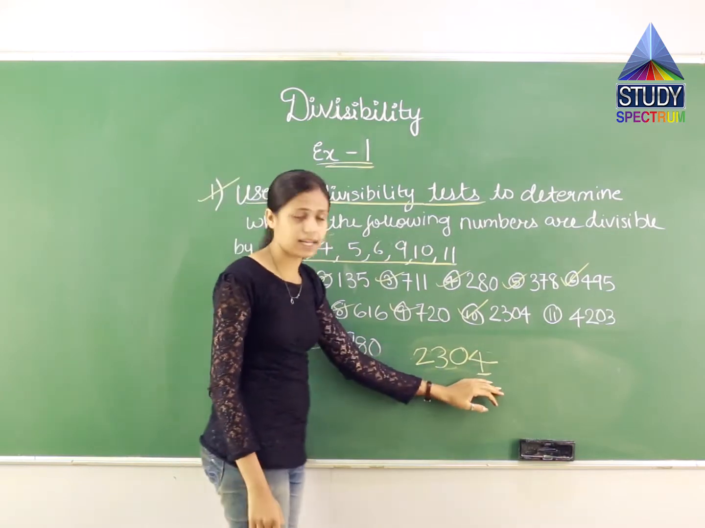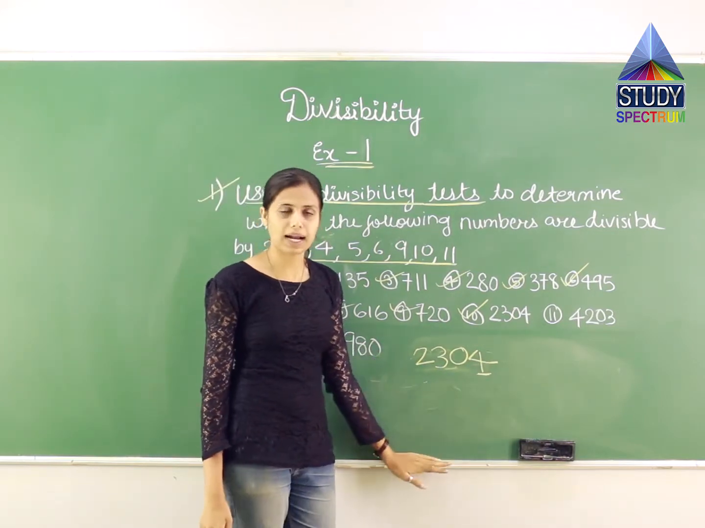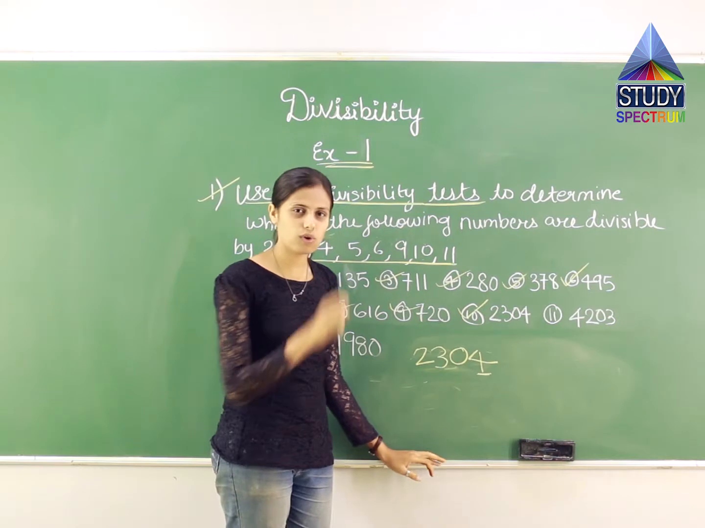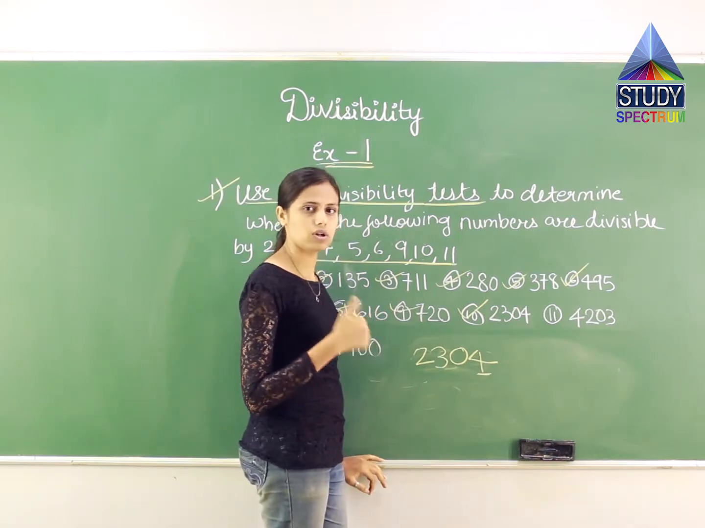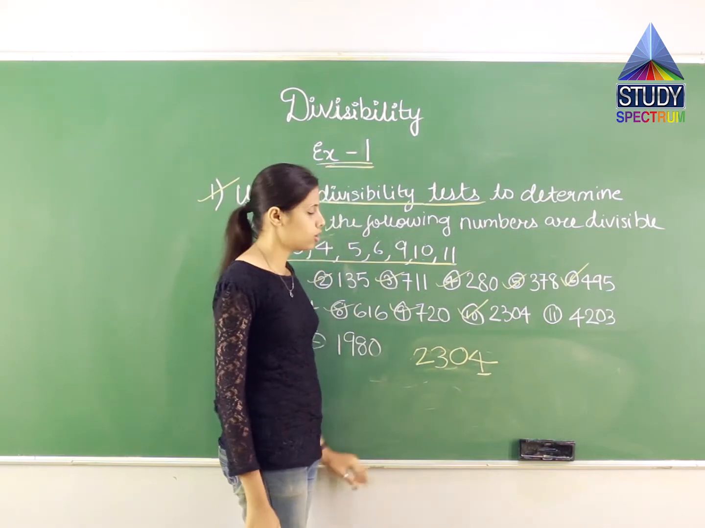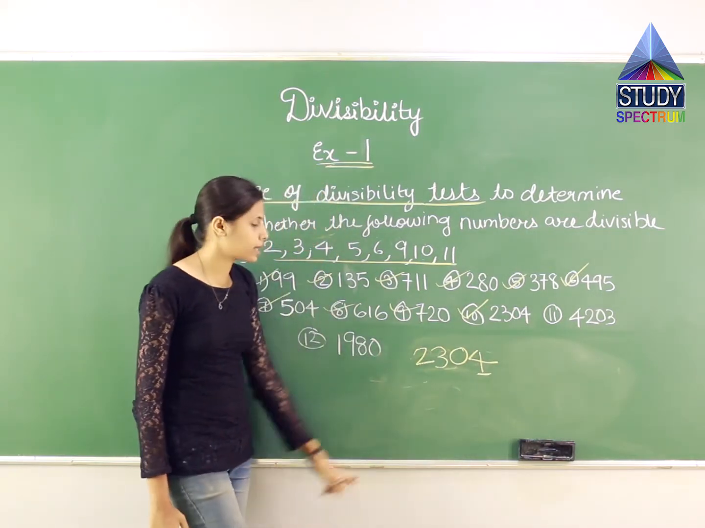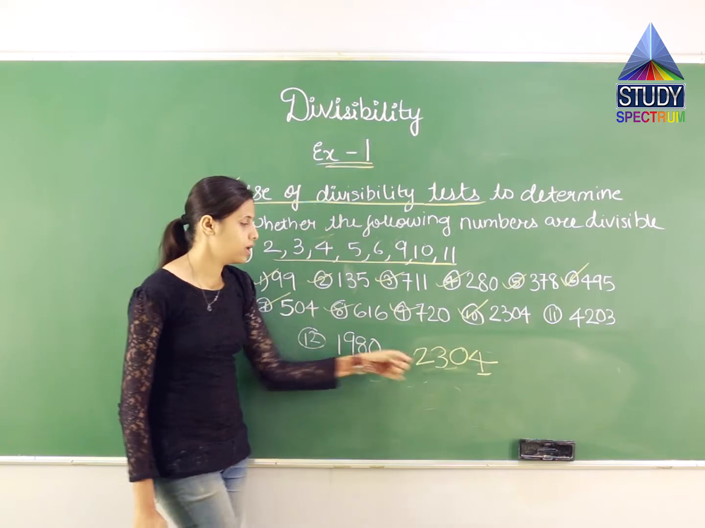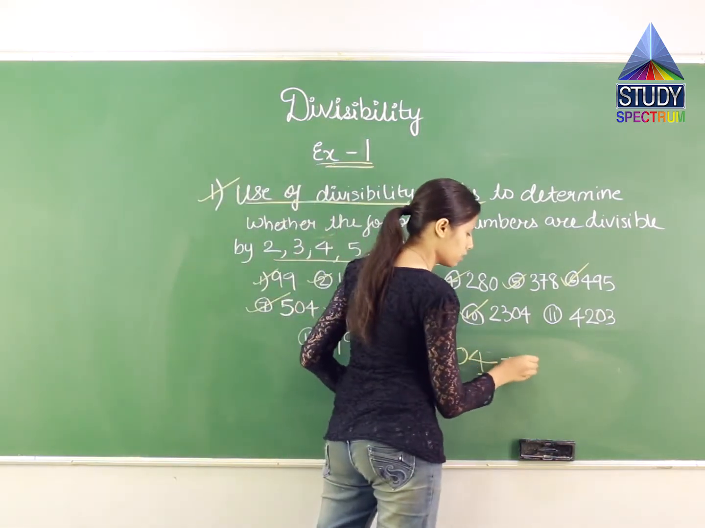So I have 4 at the end. 4 is a even number and it is divisible by 2. If you only check even number also, then also it is okay. You have to just check whether the last digit is even or not. So 4 is an even number, right? So I can say that this entire number will be divisible by 2.